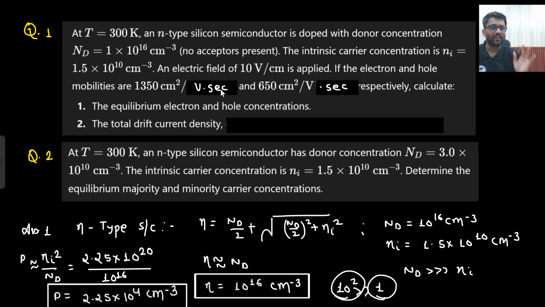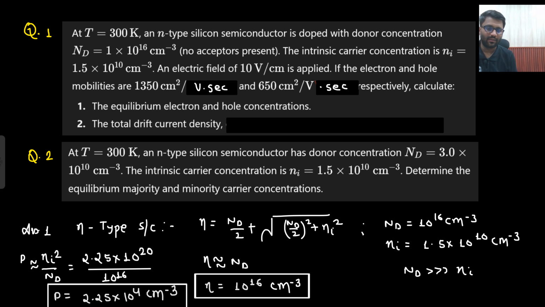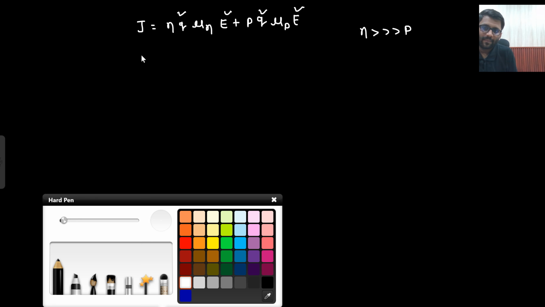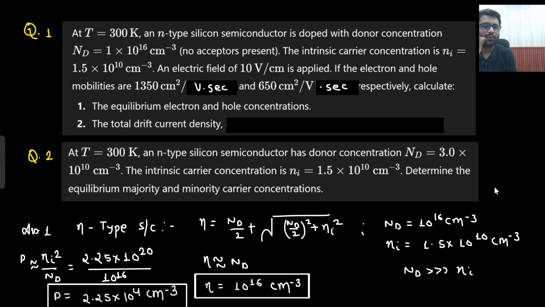Here the difference is only double. So, forget about this difference. Let's just understand that both are equal only. But this p is very much smaller than n. So, you can see that n is very much greater than p. So, approximately your J will be nearly equal to n q mu n into E only. So, here mu p is of no use and this also is of no use, although in the first question they are asking the concentration, but actually this is coming out to be of no use, right?